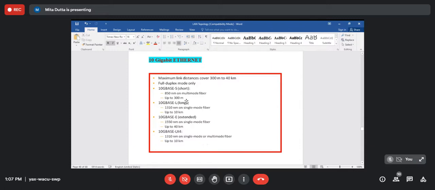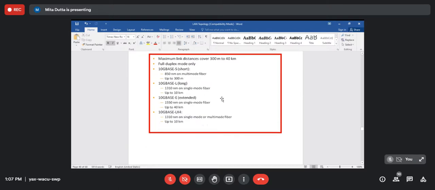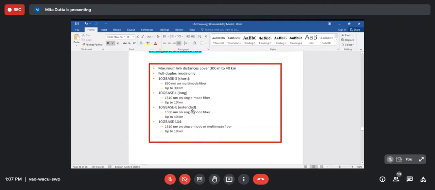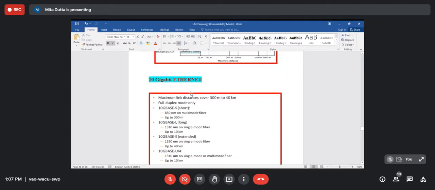Short means short wavelength, long means long wavelength. So here the wavelength is 850 nanometer, here 1310 nanometer. For extended, we extend the wavelength from 1310 to 1550, again on single mode fiber. This is single mode fiber, but this can also be on multi-mode fiber. And 10G base LX4 is 1310 on single mode or multi-mode fiber up to 10 kilometers. So these are the specifications given by the IEEE 802 committee when the LAN is incorporated anywhere.